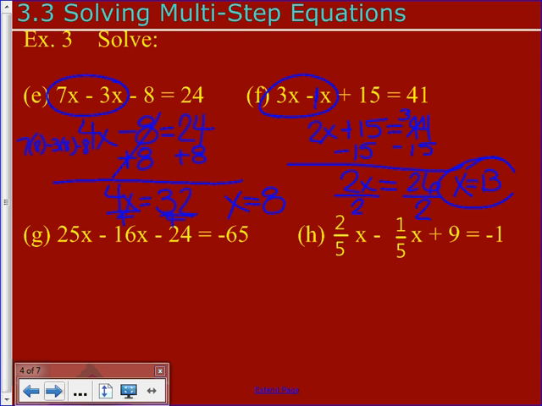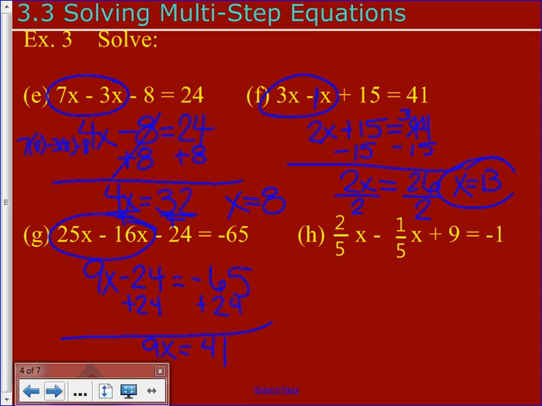25x minus 16x minus 24. Look for distributives. No distributives. Like terms. Right here. 25x minus 16x is 9x minus 24 equals negative 65. I'm doing these without a calculator, and I would encourage you to help with your non-calculator portion on your testing. Add 24 to both sides. 9x equals negative 65 plus 24. Negative and a positive. We're going to subtract, and we're going to get 41.